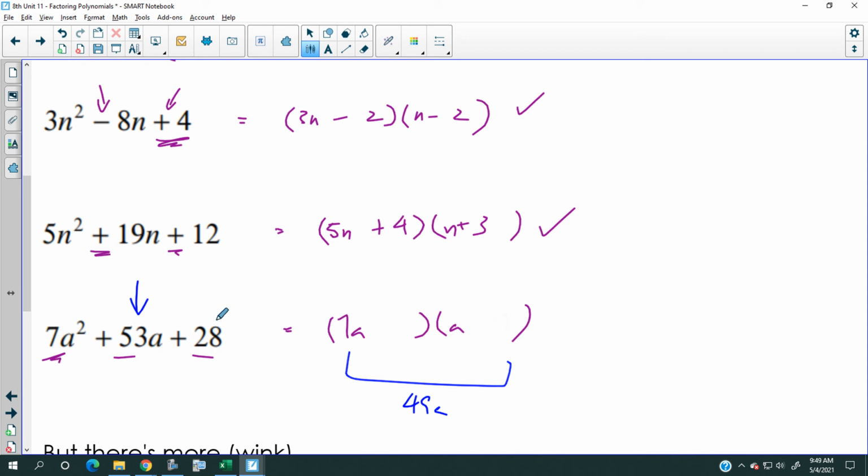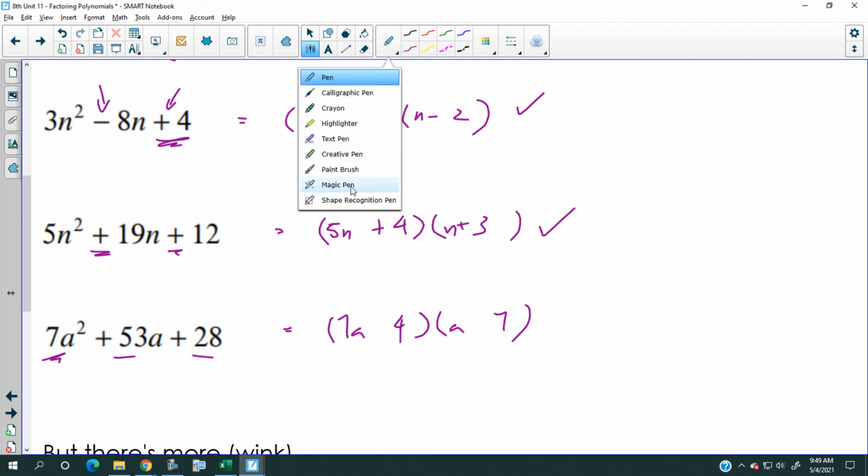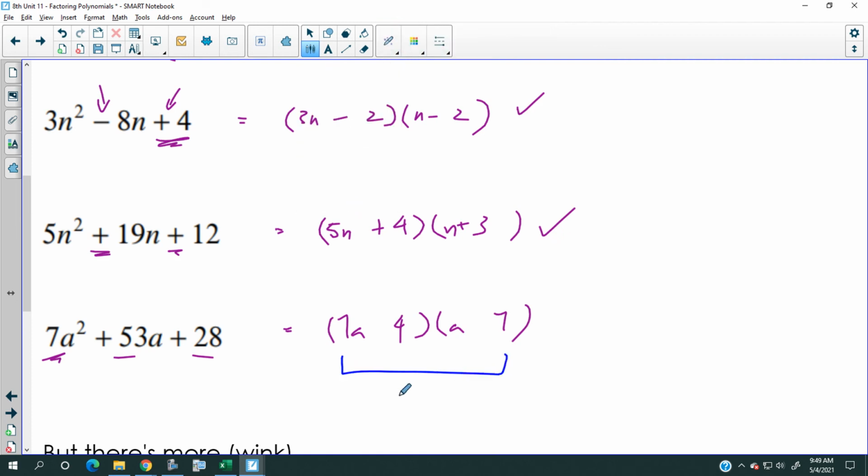So I know 7 has to be here. Let's try it. Why not? I'll put 7 here, which means this has to be 4. Now let's try that out. That's 49x, and that's 4x. Oh look, 49 plus 4 is 53. Nice. Those two numbers are gonna have to be plus signs anyway, because they're both positive. Not that bad, right?